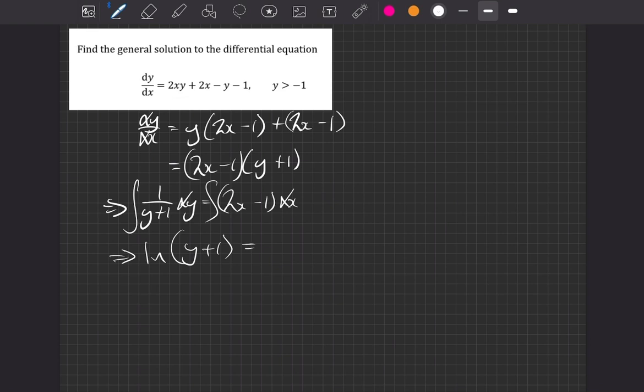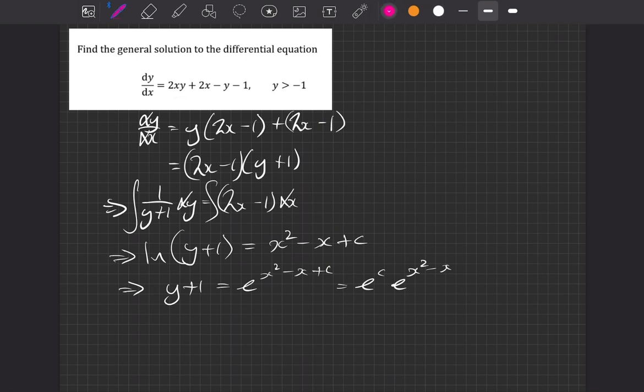So the left hand side, we're going to get the natural log of y plus 1, and on the right hand side then, we're going to get x squared minus x, and then also plus our constant of integration. Now then, we'll take exponentials of both sides. So left hand side is y plus 1, and the right hand side is e to the x squared minus x plus c, which we can use power laws to say, well, this is e to the c, and then put all the x's in another exponential.